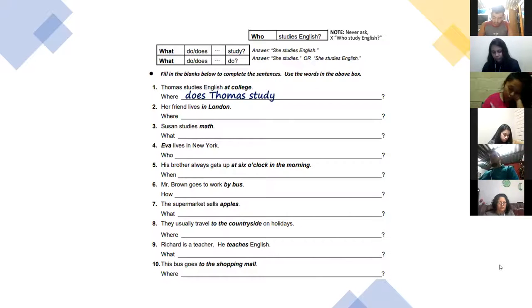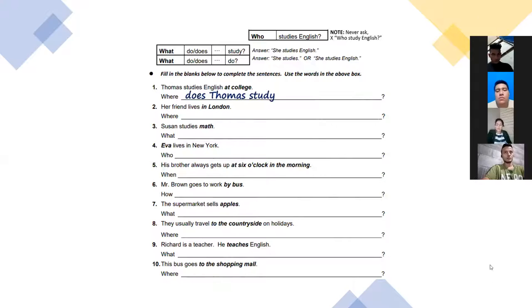That's the answer. Number seven. Do you have number seven, Eugenia? Yes, I have. Number seven, what does the supermarket sell? Excellent, thank you. And let's see who else. And Ada, do you have number eight? Number eight, where do you usually travel to on holidays? Excellent job. Let's continue with number nine, Anna.